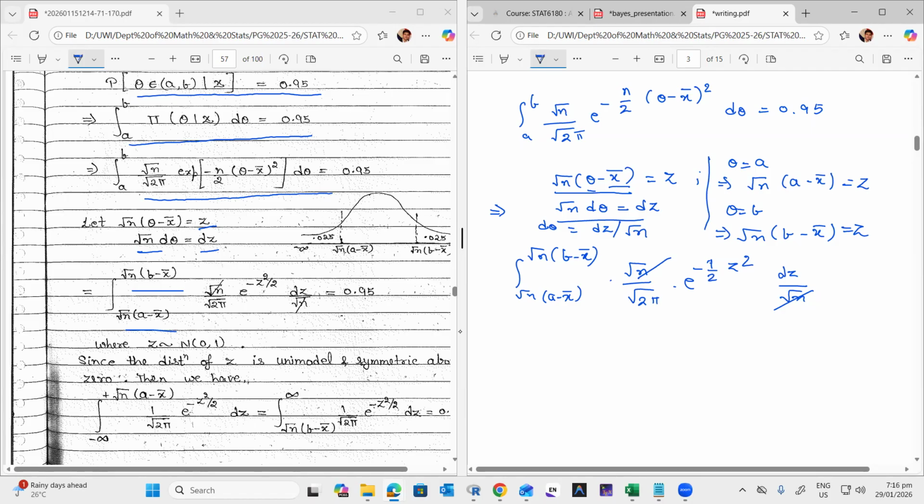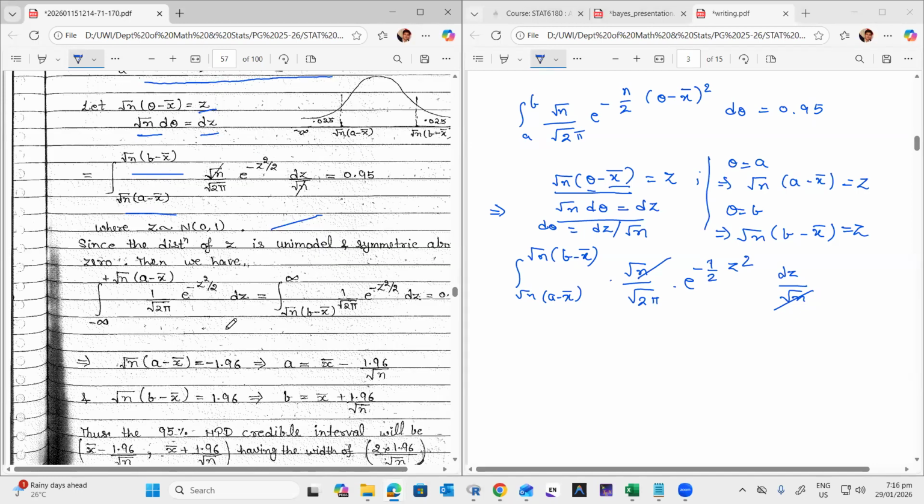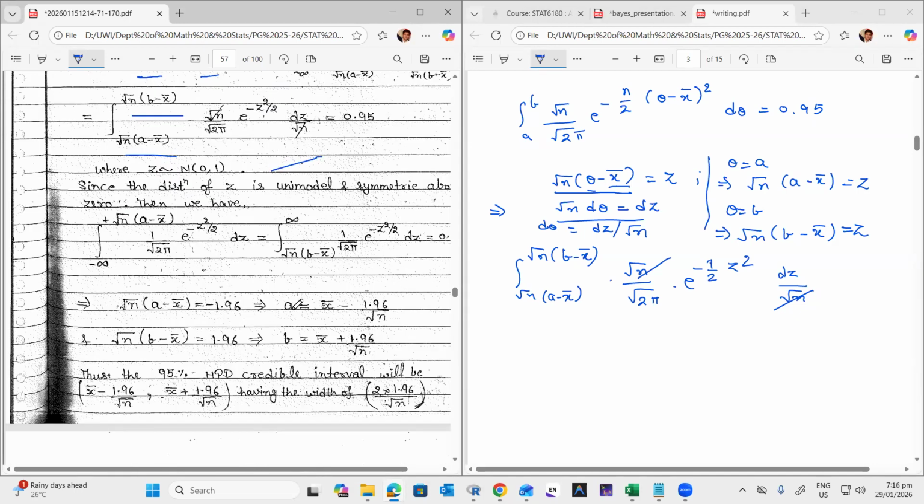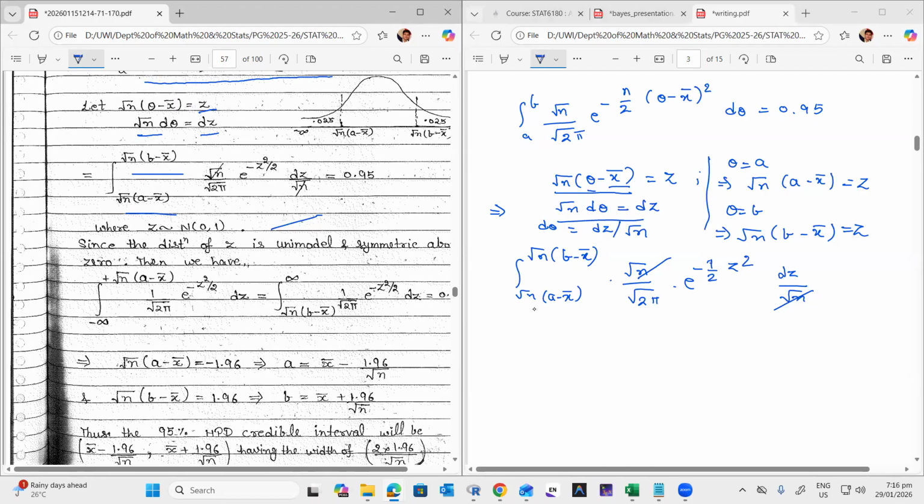So now z here is following the normal distribution with parameters 0 and 1, right? So you have now the integral from root n times (a minus x bar) to root n times (b minus x bar) of 1 upon root 2 pi e raised to the power minus 1 by 2 z square dz.